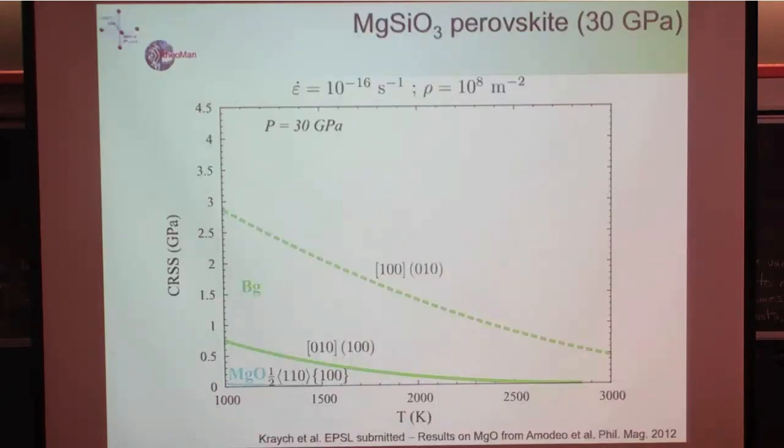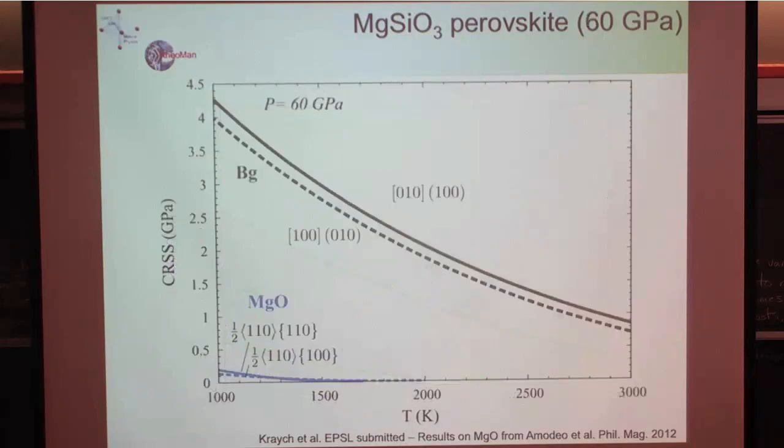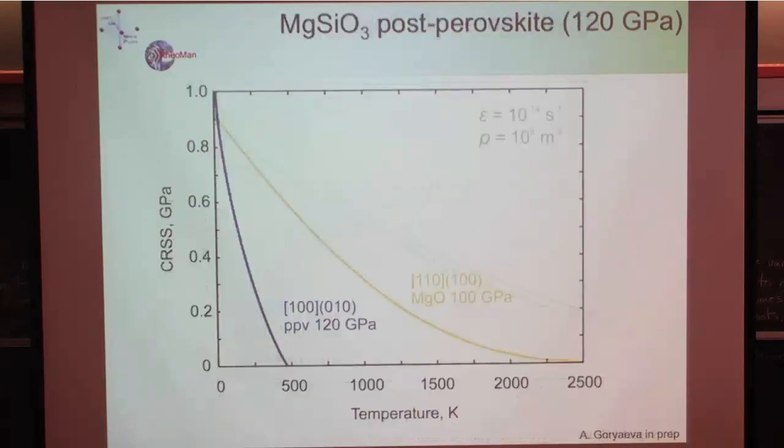Let's go to the perovskite. At 30 GPa, the stress is already quite high, here not so much. We keep the contrast between MgO and the bridgmanite, but as soon as we get to 60 GPa, we have very strong hardening of the material, and then we reach stresses which are extremely, extremely high, and especially compared to MgO.